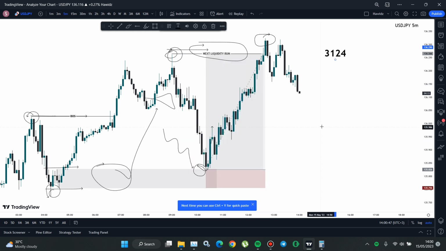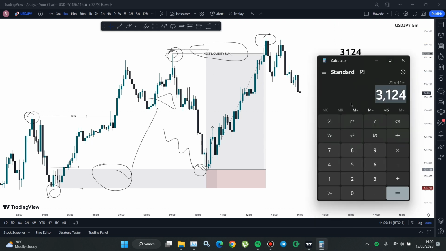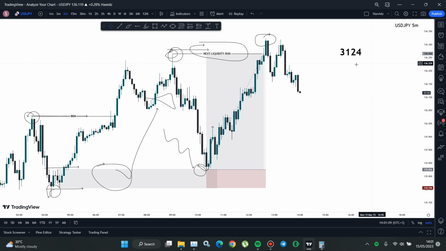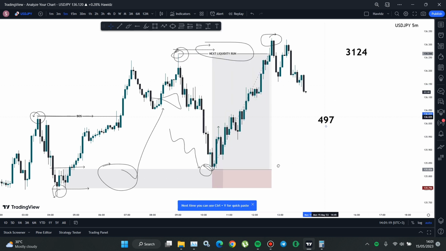So $3,124. And if we equate this to our stop loss, then we have 71 times our stop loss, which is 7 pips. So it's 497, so we can just write this here. So this is our stop loss and this is our take profit target.